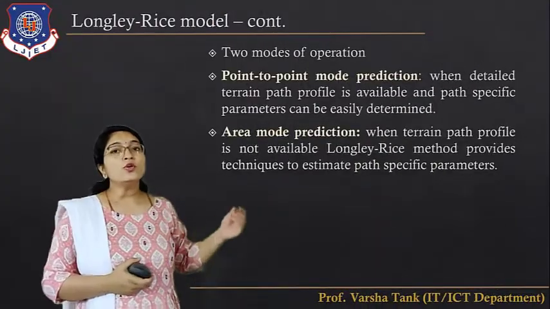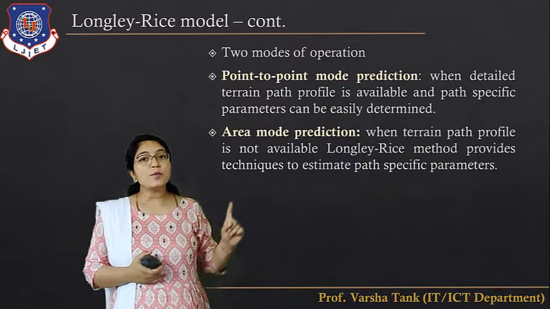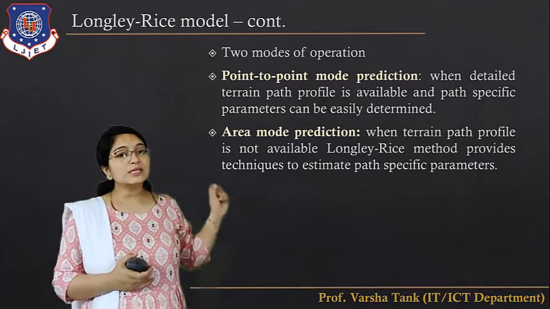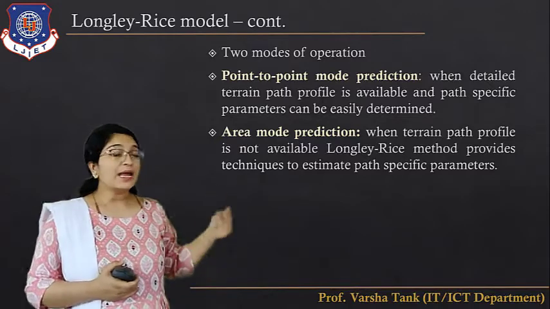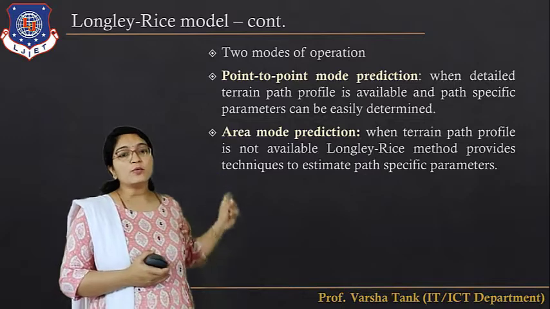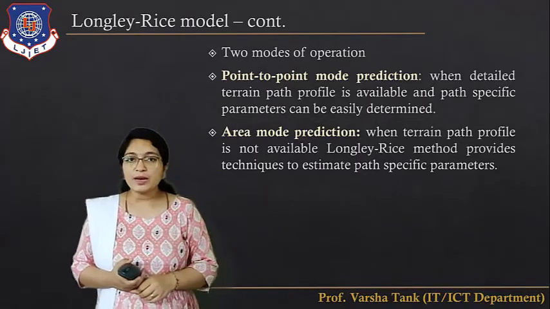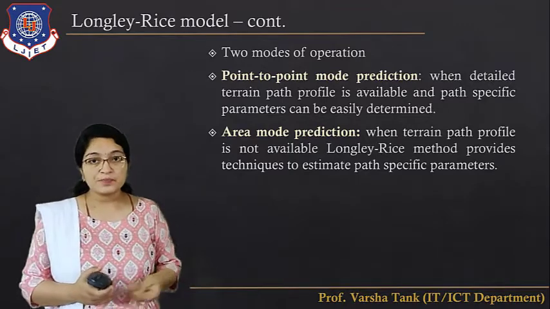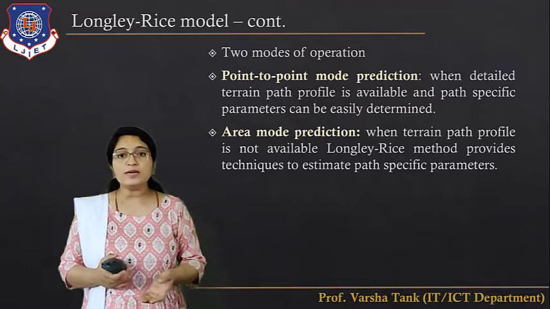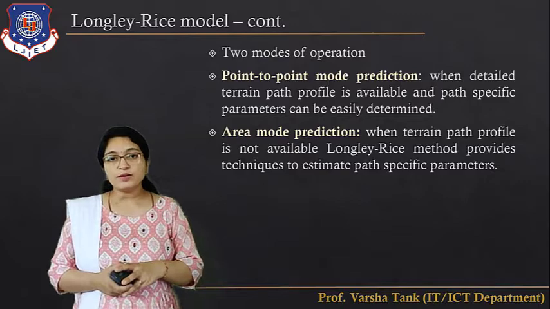Now, two modes of operation are possible in the Longley-Rice model. One is the point-to-point mode prediction, and mostly this model is used for point-to-point. The next one is the area mode prediction. In point-to-point, the detailed terrain path profile is available and path-specific parameters can be easily determined. In area mode prediction, when the terrain path profile is not available, the Longley-Rice method provides techniques to estimate the path-specific parameters.